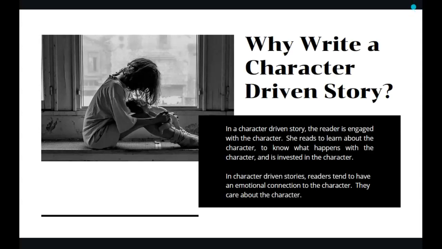So why would you write a character-driven story? Since there are two ways to design a story, a character-driven story or a plot-driven story, this is a pretty major way to create a story that your reader is going to connect with. In the character-driven story, the reader is engaged with the character. So the reader is reading to learn about the character, to know what happens to the character, and actually becomes invested, especially emotionally, in that character.